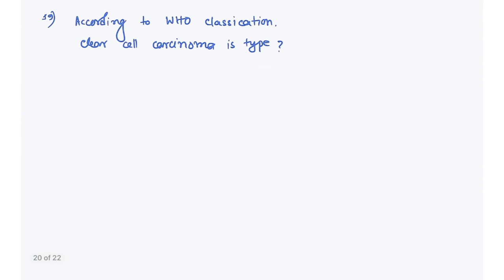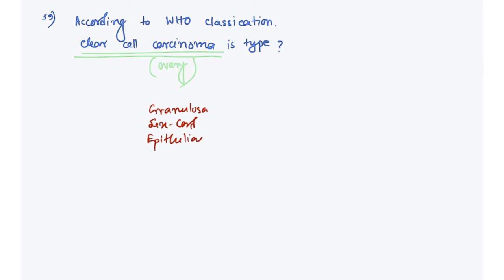Next, coming to question number 19. According to the WHO classification, clear cell carcinoma in the ovary is a type under which category? The options are like granulosa cell tumor, or sex cord stromal tumor, or epithelial cell tumor, or mixed. So clear cell carcinoma is nothing but a variety of epithelial cell tumor. So clear cell carcinoma is an epithelial variety of ovarian tumor.